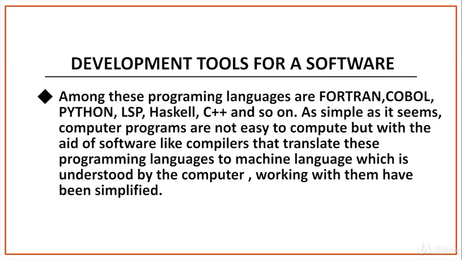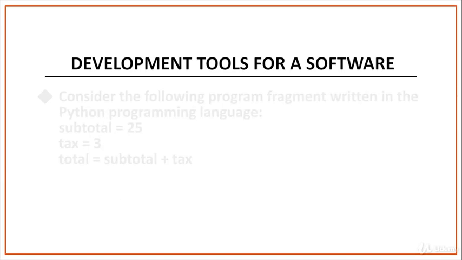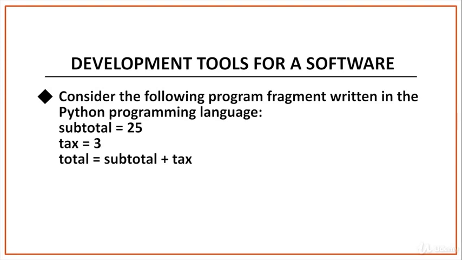Among these programming languages are Fortran, COBOL, Python, LISP, Haskell, C++, and so on. As simple as it seems, computer programs aren't that easy to compute, but with the aid of software like compilers that translate these programming languages to machine language, that language can then be understood by the computer because it has been simplified. Consider the following program fragment written in the Python programming language.